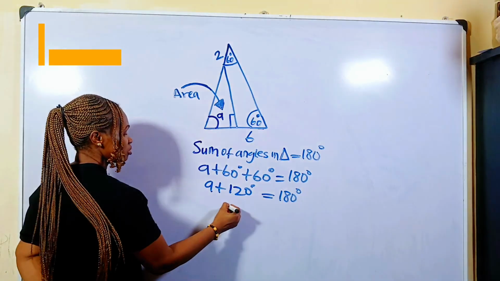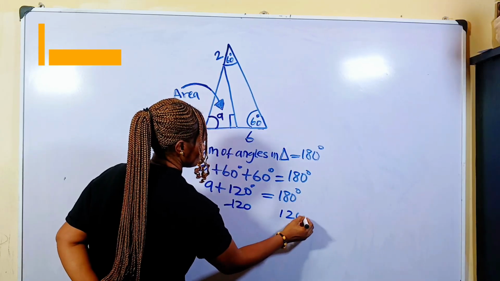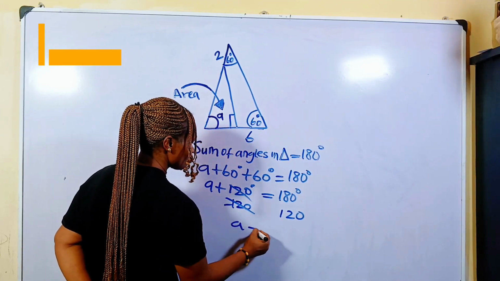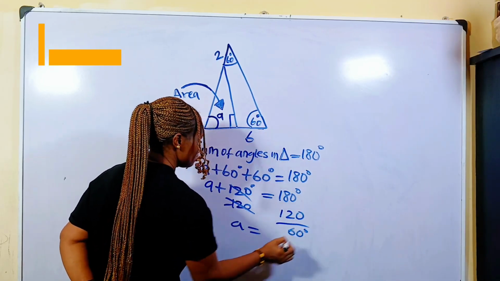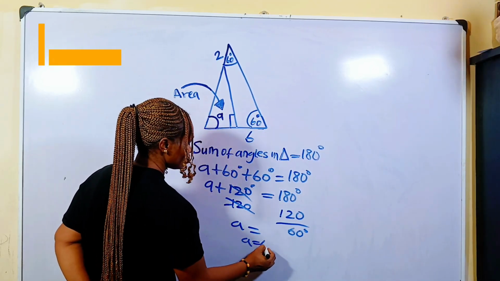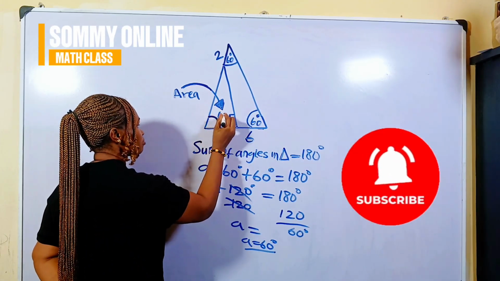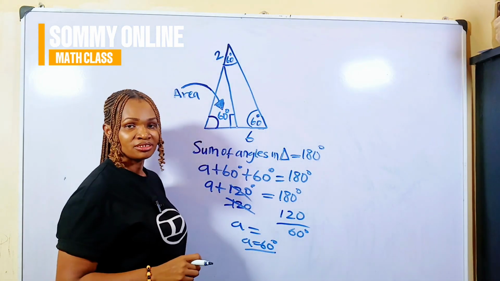If you subtract 120, this cancels out. Therefore, we now have A equals 180 minus 120, which is 60 degrees. So A is equal to 60 degrees. We bring it here, so we've already gotten the angles inside the triangle.